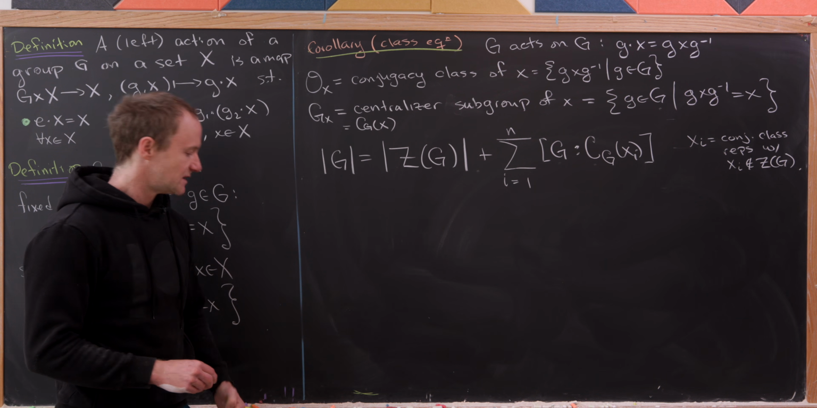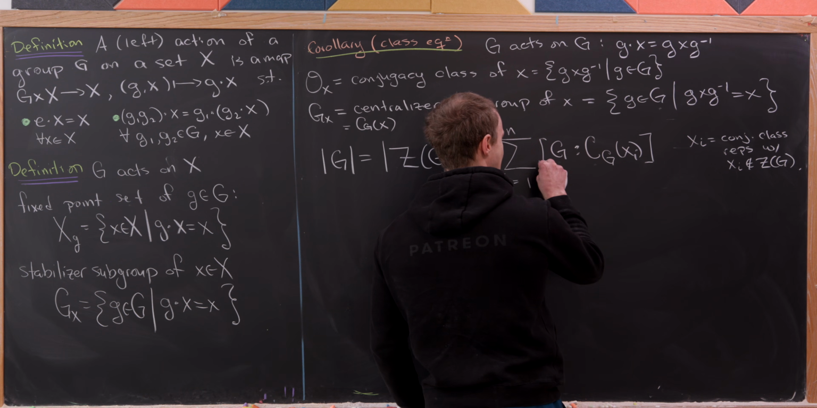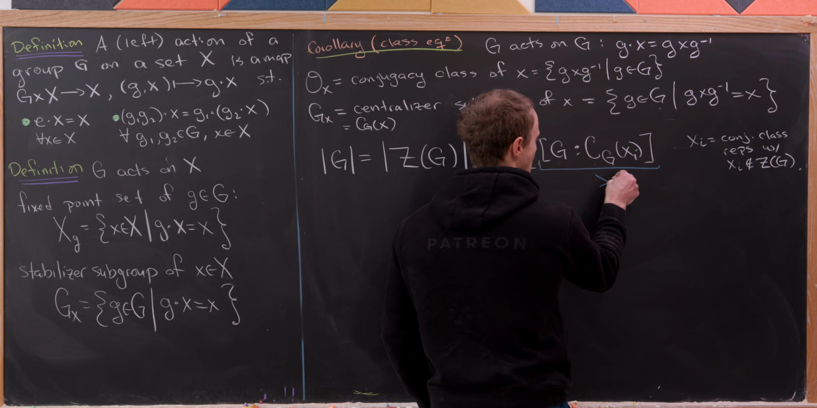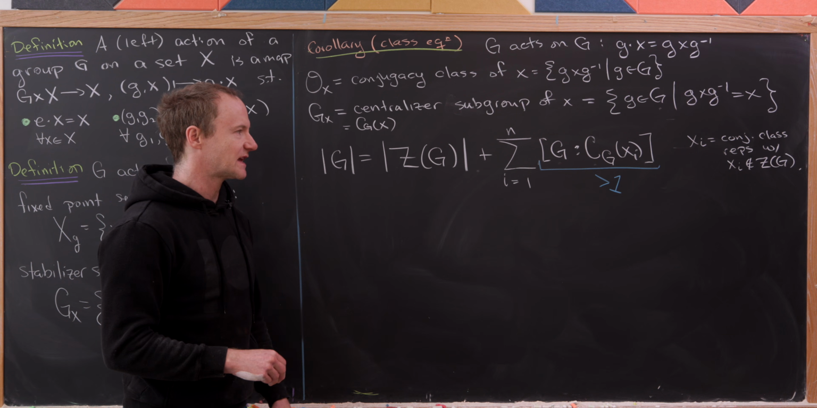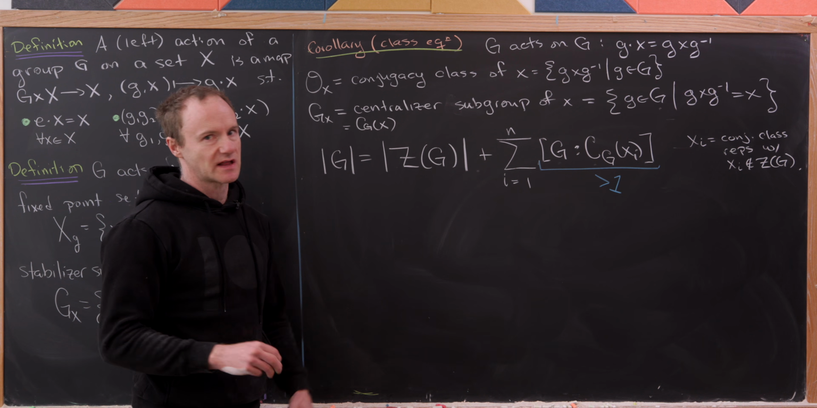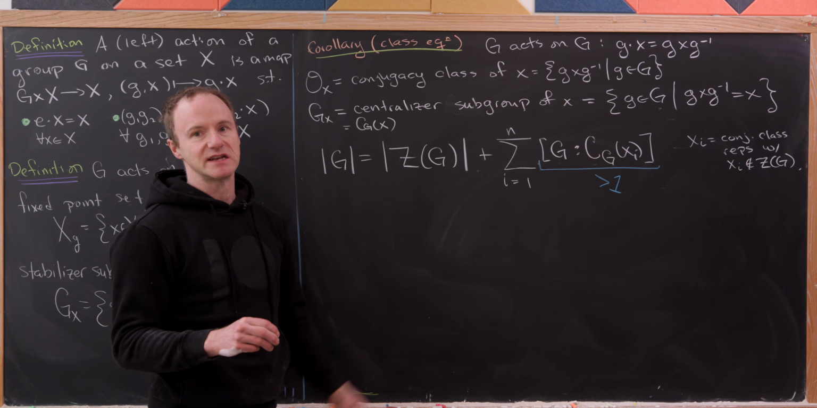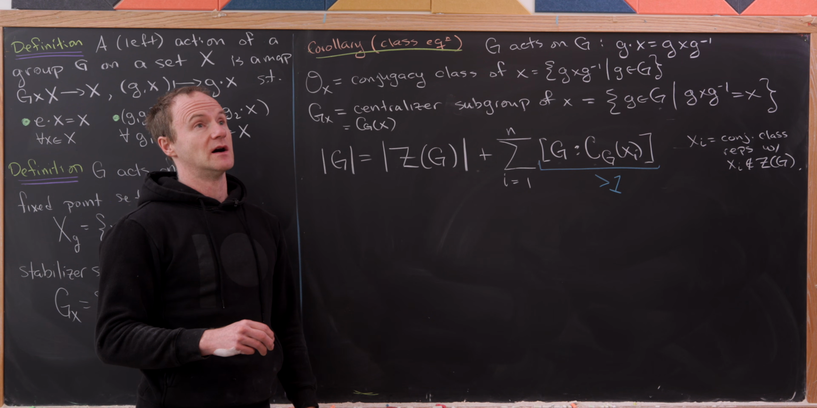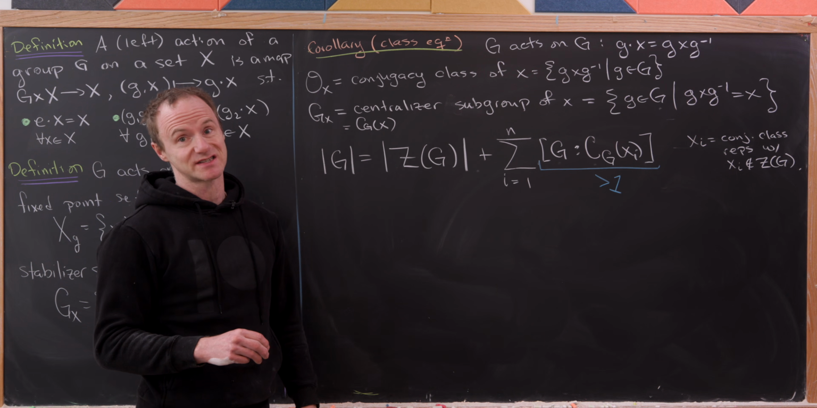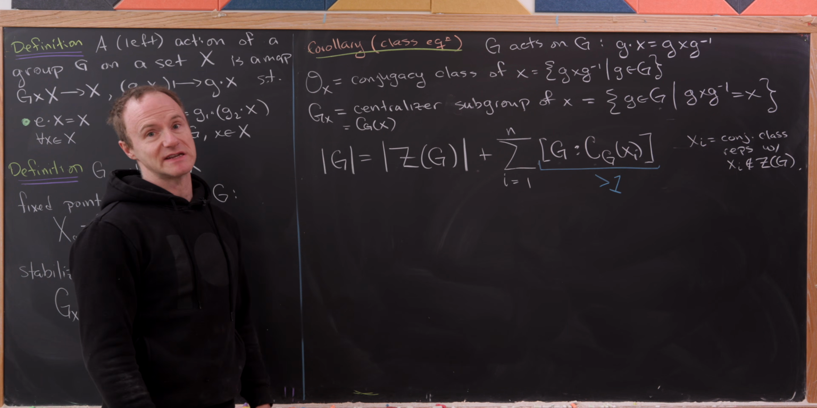Now, I'd like to point out that since we're taking all of the x_i out of the center, this number is always strictly bigger than 1. And that's because all of the cases where the centralizer subgroup was the whole group ended up being in the center in the first place. Those are also the cases where the conjugacy class is just the singleton element as well. All right, so now let's look at some examples.